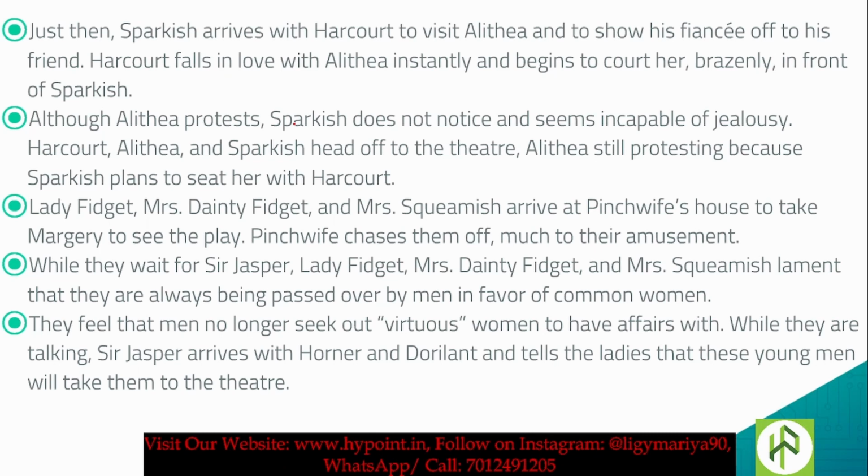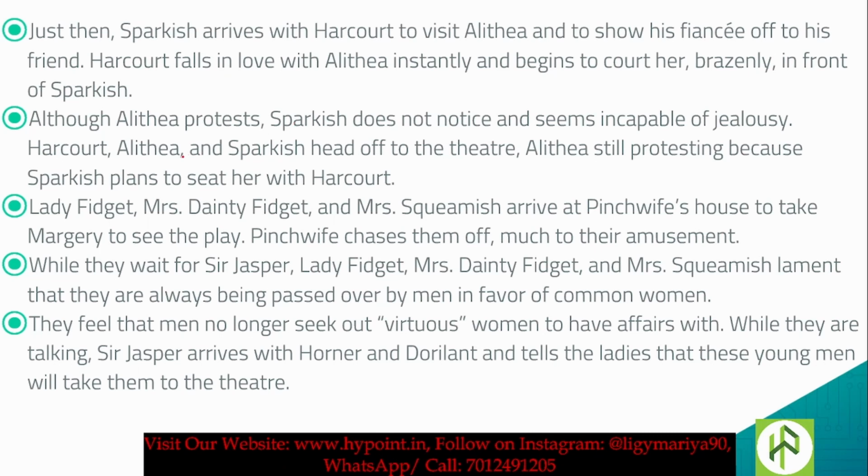So Alethea doesn't want Harcourt to court her because she is already engaged to Sparkish, and even so Harcourt was courting her in front of Sparkish. Sparkish seems incapable of jealousy. Sparkish never felt any jealousy, maybe because Sparkish is not in love with her. He simply wanted to marry her.